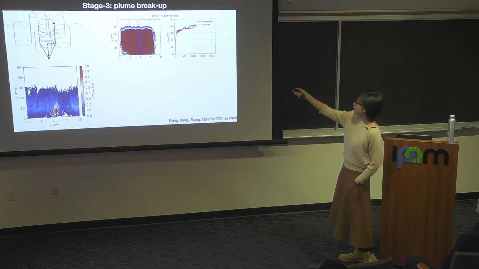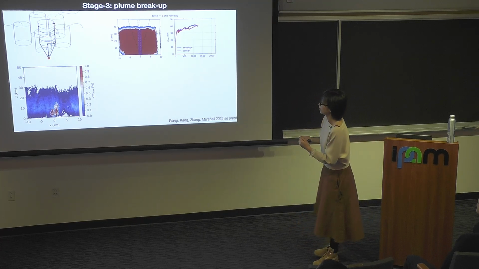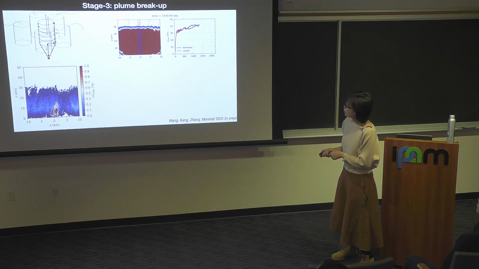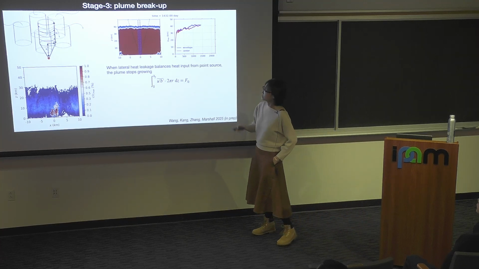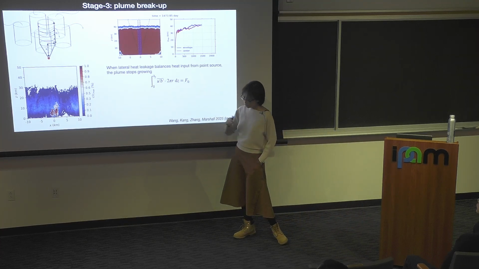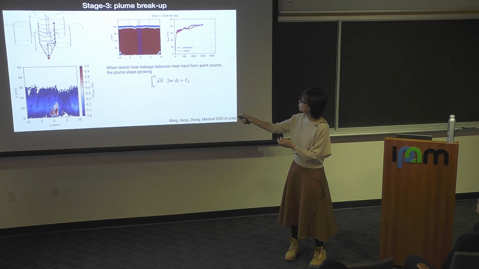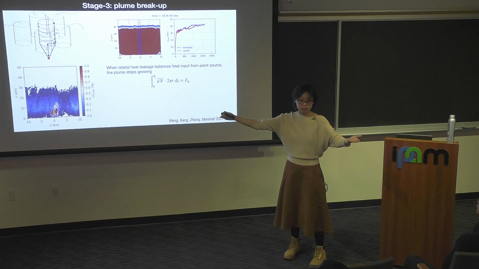So as you can see, over time, it just spreads horizontally. It doesn't grow vertically anymore, and it doesn't touch the top surface. So this process, we think it can be described as follows. What happens is that this plume at some stage just becomes baroclinically unstable, and starts to scatter laterally.